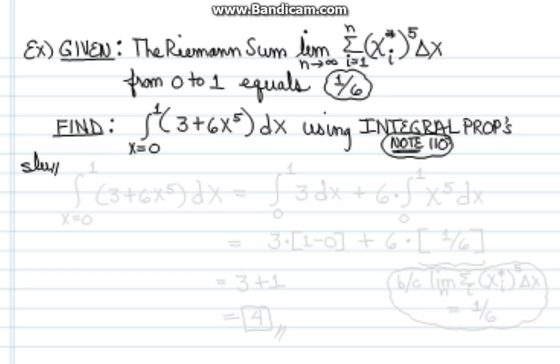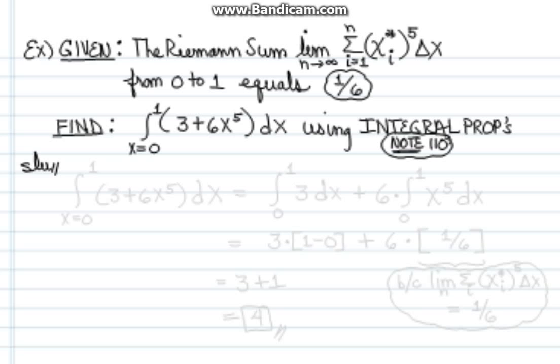Okay, now here we're given the Riemann sum, the limit as the number of rectangles approaches infinity of the sum i equals 1 to n of x sub i star to the fifth power times delta x, from x equals 0 to x equals 1, is equal to 1/6. They just give it to us. That's R sub 6. The Riemann sum for this particular function is equal to 1/6.